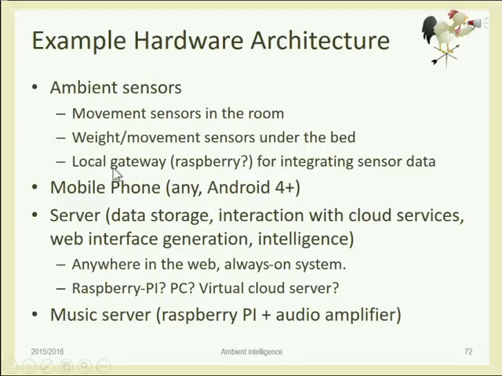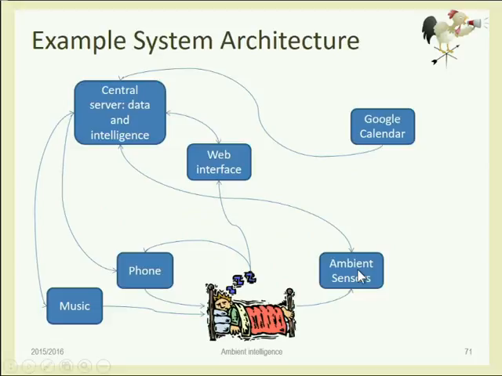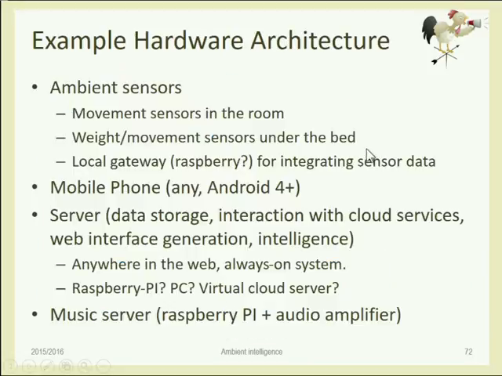And maybe I should have a local gateway for integrating the sensor data. So this sensor cannot be directly connected to a central server. This sensor doesn't have an internet connection. Doesn't have a web client or web server inside of them. So they need to be connected to a computer that bridges information for them to the central server. So I need a computing node close to the sensors to bridge data from the sensor to the central server. I may have a mobile phone, okay. The server can be anywhere as long as it's connected and it's always on.